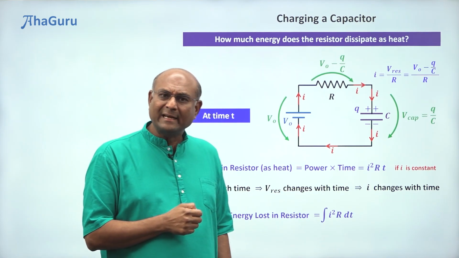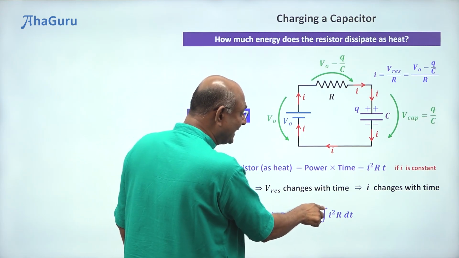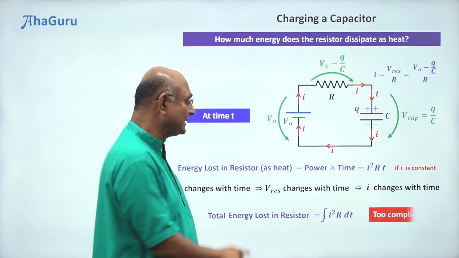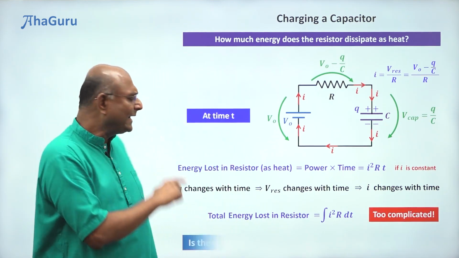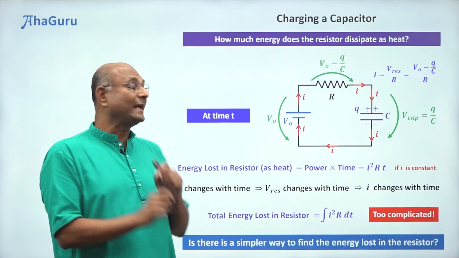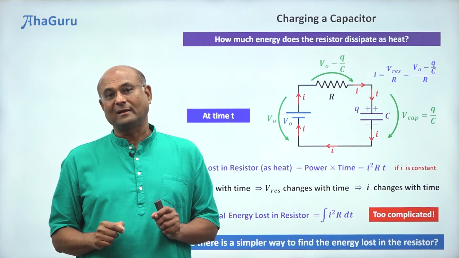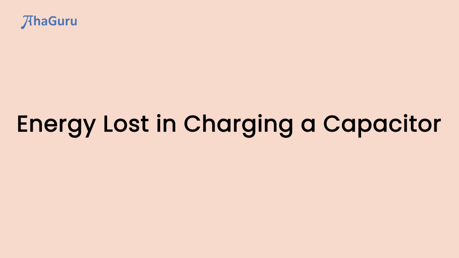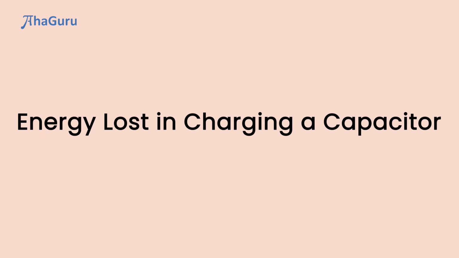Now, is this an easy integral? No, because you see this current is a function of time, and so this integral is going to be too messy. This is too complicated. So I need an easier way to find the energy lost in the resistor. And that's exactly what we are going to do now.